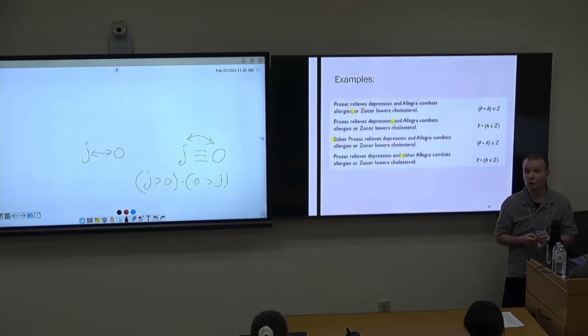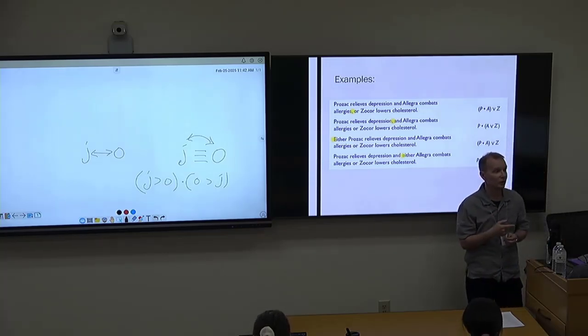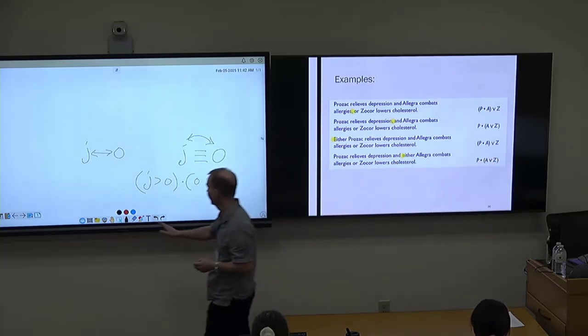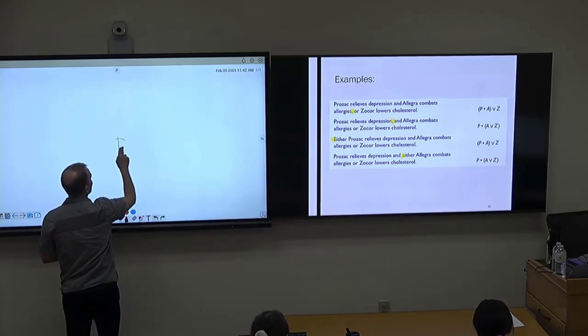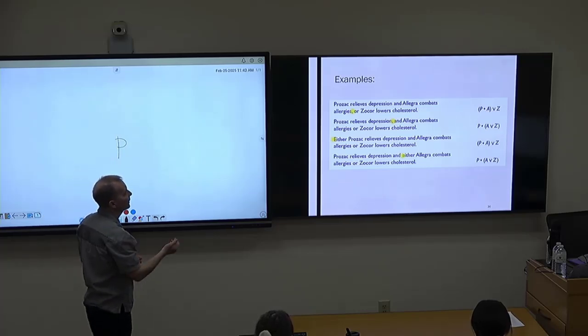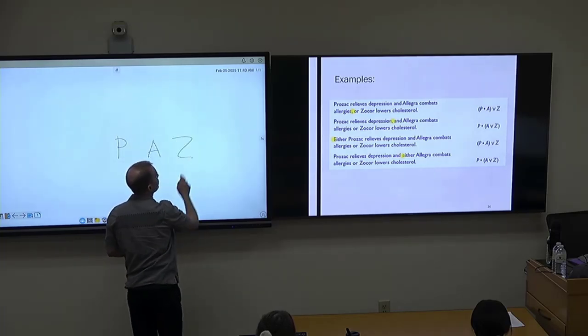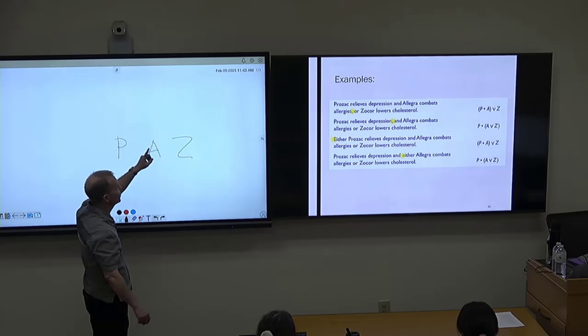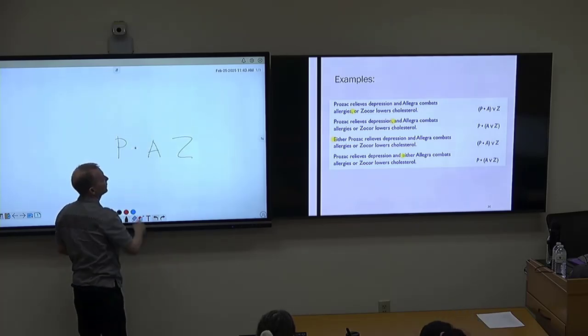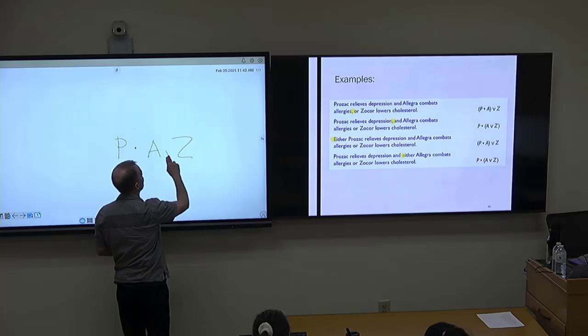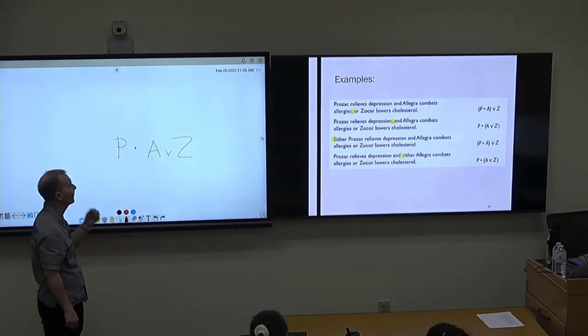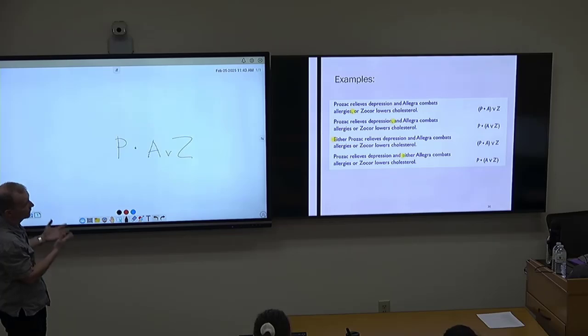So first thing to note is the commas. If you see a comma, that can tell you where those parentheses go. First example, Prozac relieves depression, P, right? Allegra combats allergies, A. Zucker lowers cholesterol. So they say Allegra, in the first place you have and, right? So you put a dot. In the second place you have a wedge, or. So this is the way you translate it.